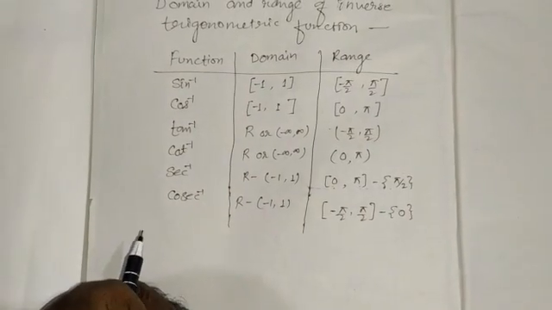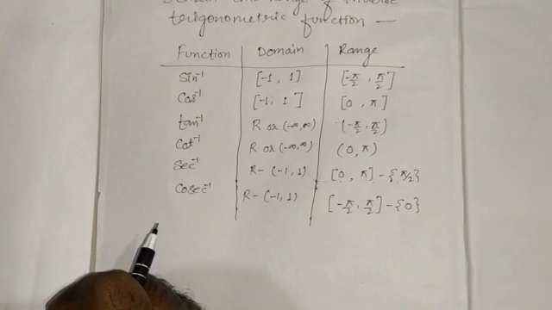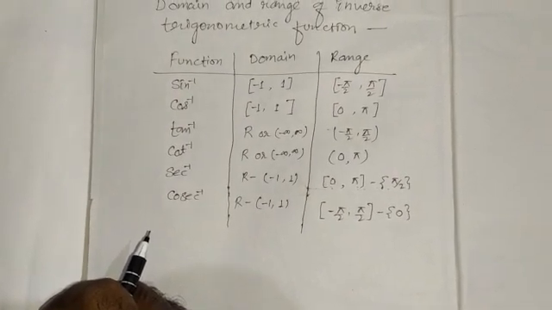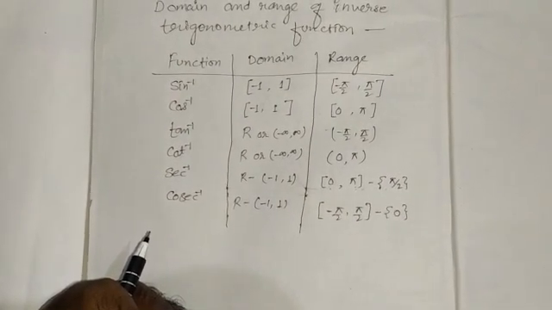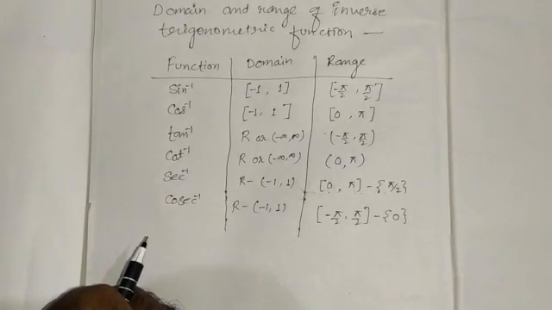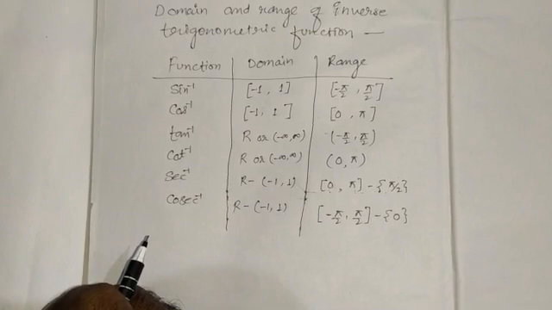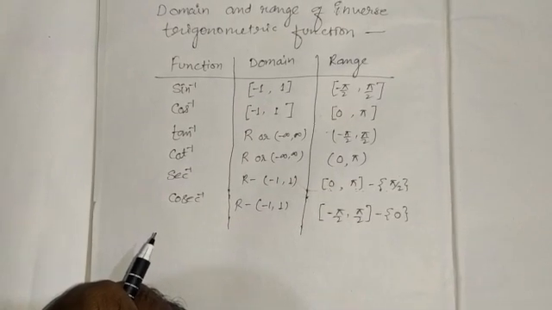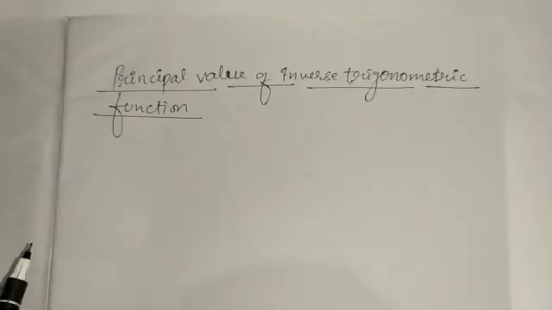Students, now see, this table is very important for you. From this table you can find the principal value of the inverse trigonometric function, so you have to remember this table. You have to write it 1, 2, 3 or more than 3 times in your copy.